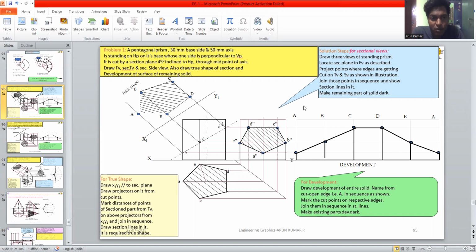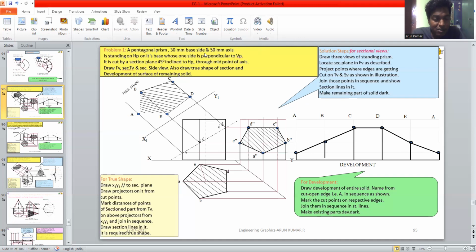So what is the given data? The main objective of this question: first, the solid name given is a pentagonal prism. If you draw the pentagon, we have a base side. What is the base side here? 30 millimeter. What is the height of the prism? 50 millimeter. These are the basic data, and another very important condition is that one of the sides is perpendicular to VP.